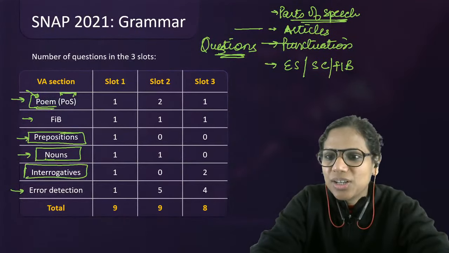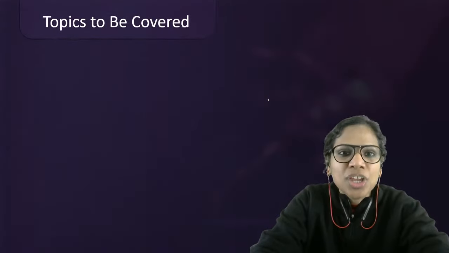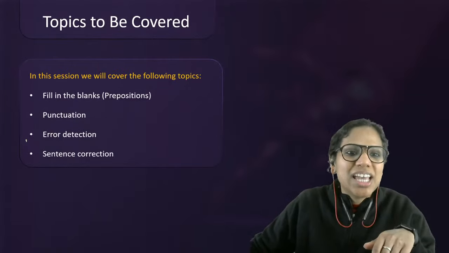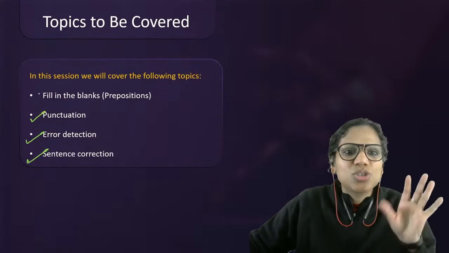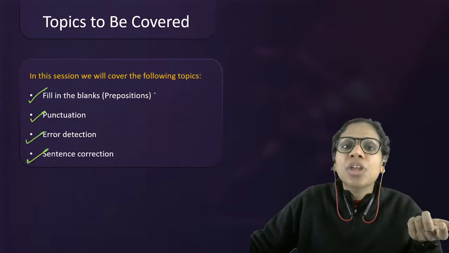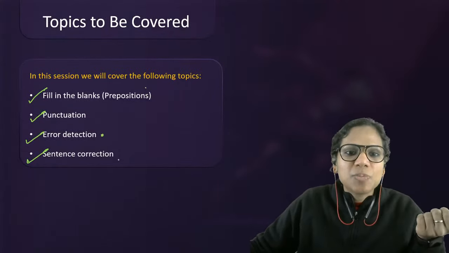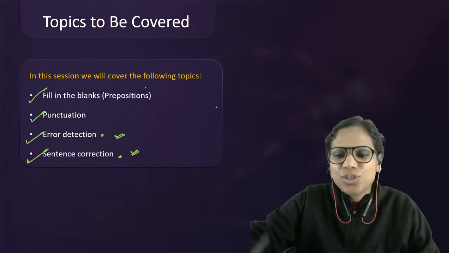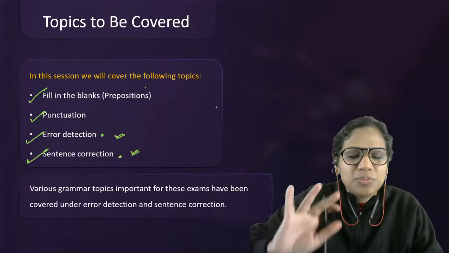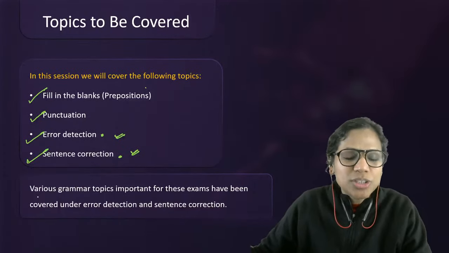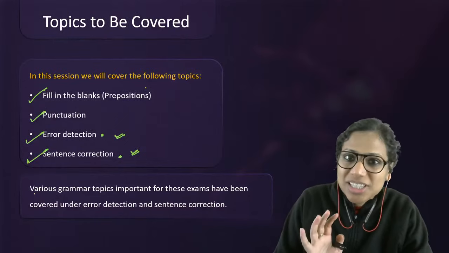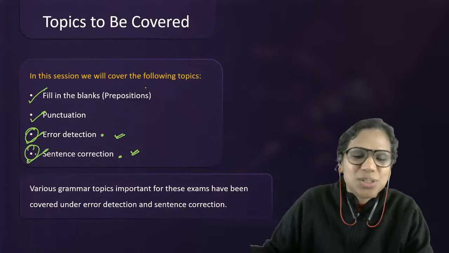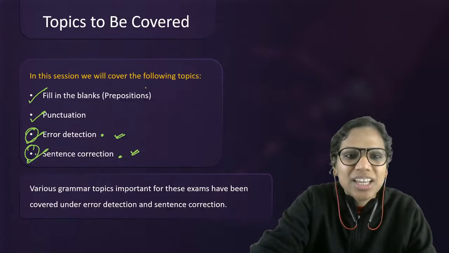Great. So today we are going to talk about all these question types: error detection, sentence correction, punctuation, FIBs, and our focus will be to cover various parts of speech also through these error detection and sentence correction questions. So we'll basically hit two birds with one stone. Now, various grammar topics that are important for these exams, don't worry, we will cover them in these two question types, as I already told you.